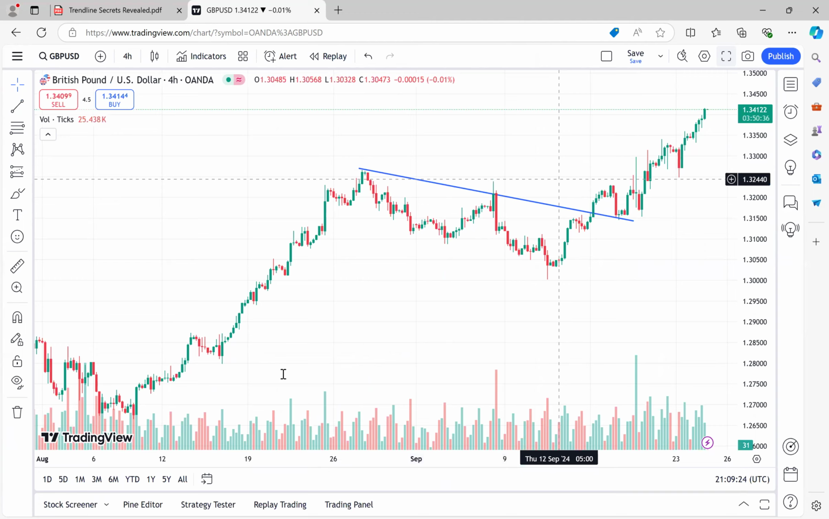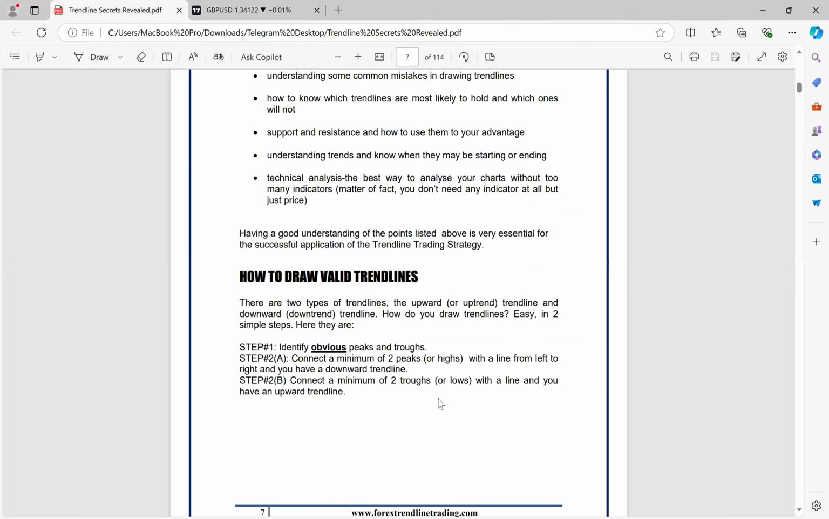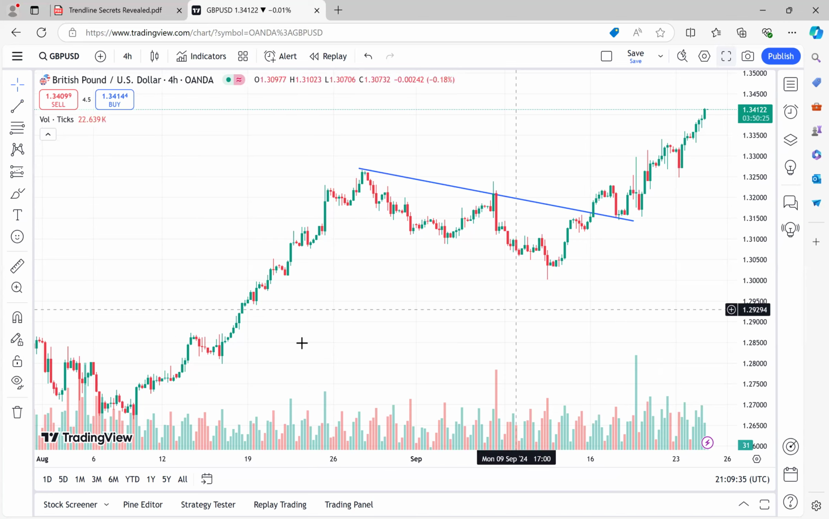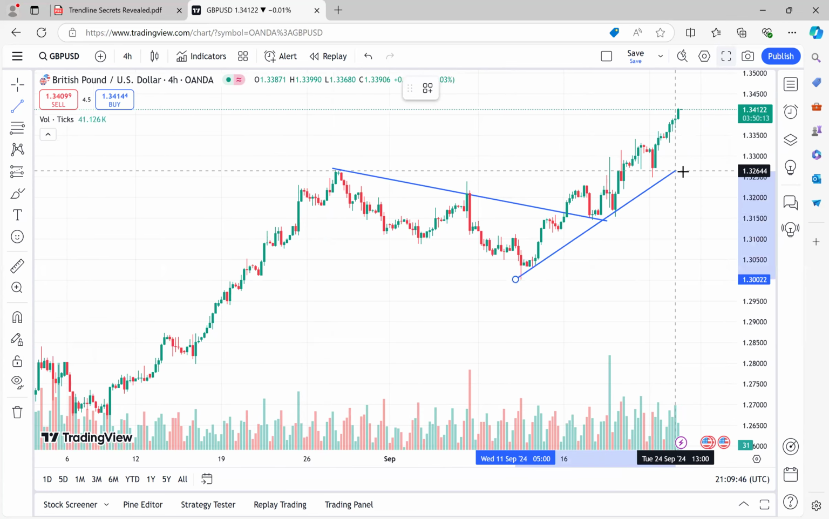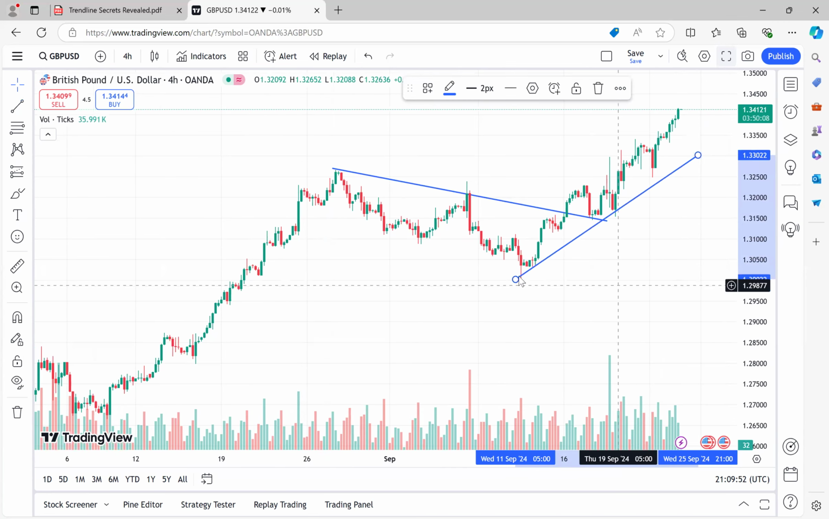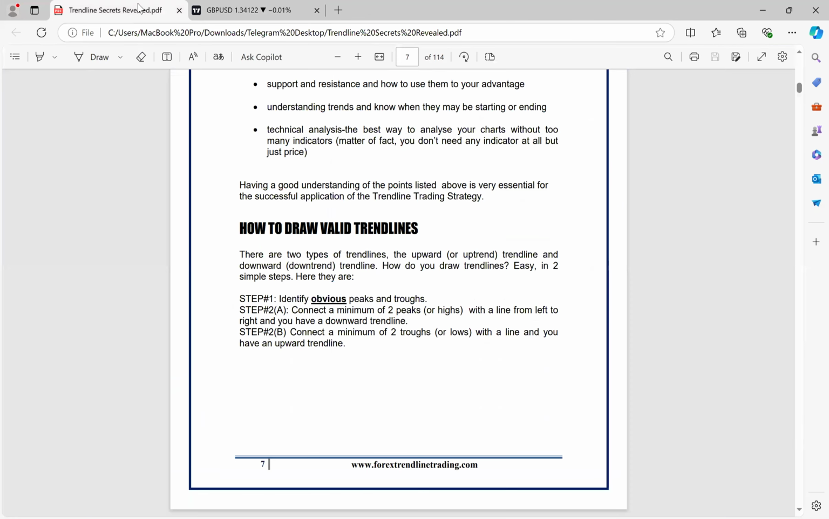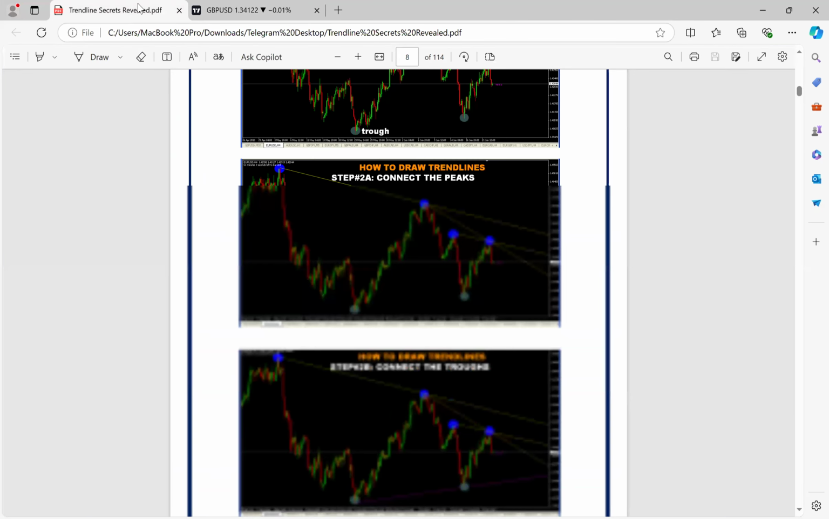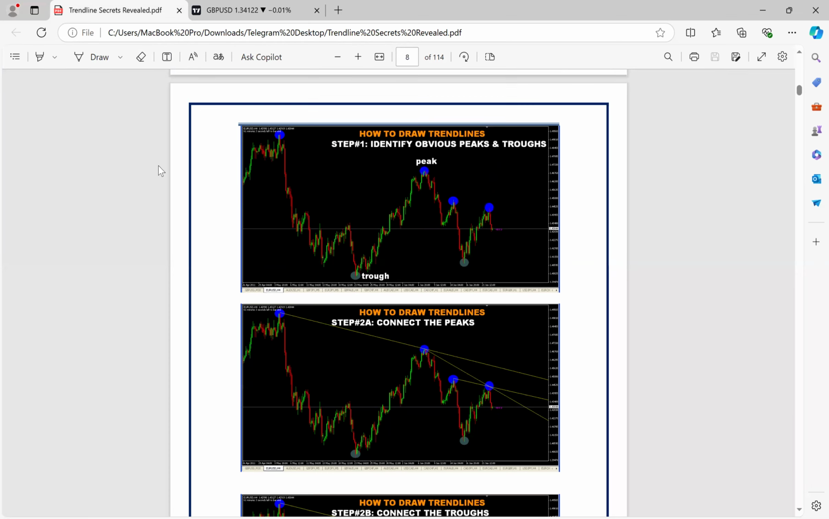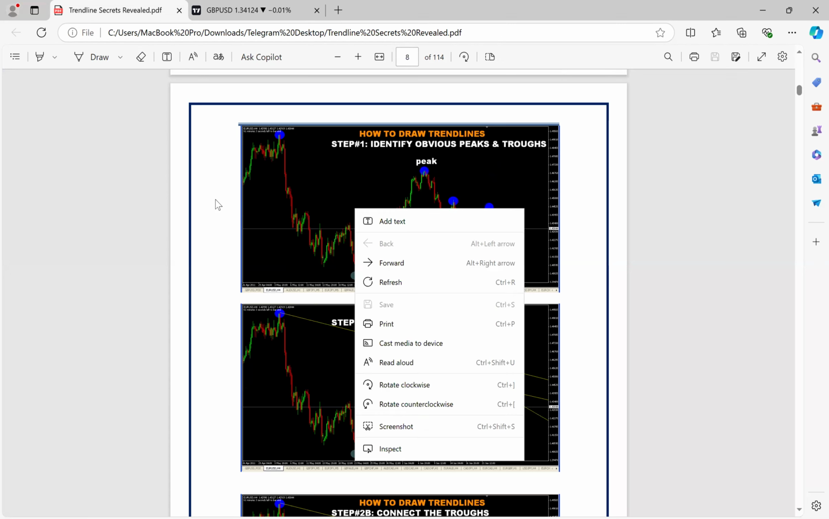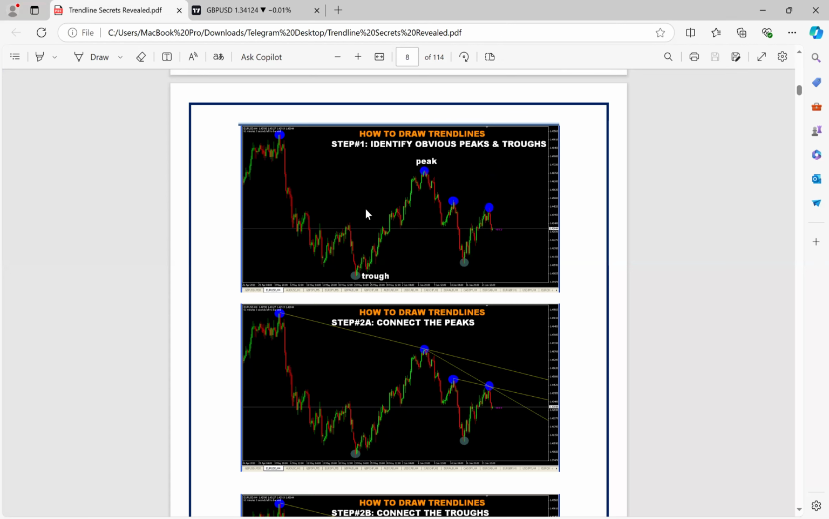Now back here, it says connect a minimum of two troughs or lows with a line, and you have an upward trend line. Now let's connect that from a low point going high and goes high. Now you've just drawn a trend line. So understanding how trend lines work is one thing, and knowing the other confluences is another. And I'll show you a very cool example of it. Let me zoom this in. It says how to draw trend lines.